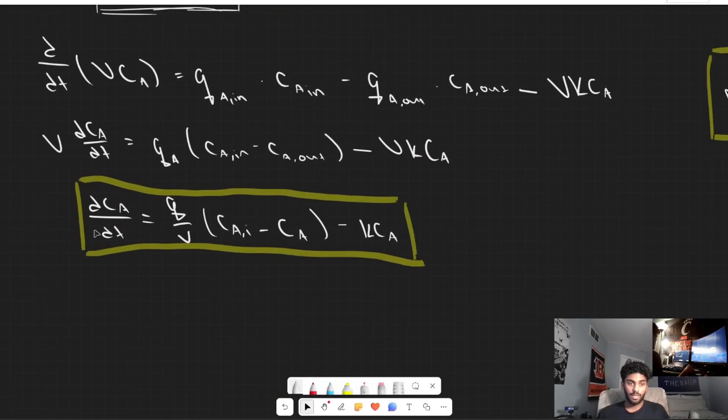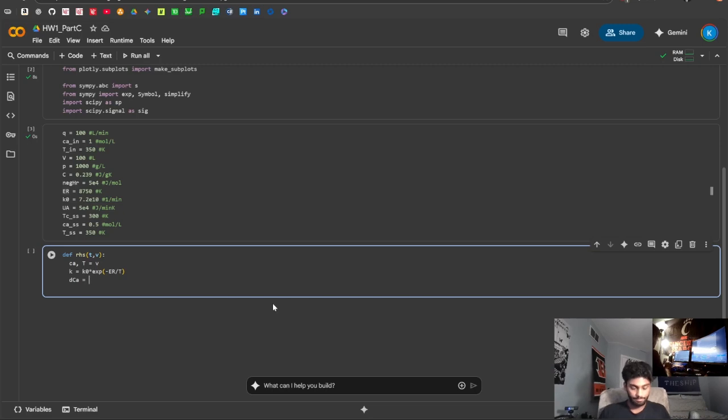So dCA is going to be equal to our volumetric flow rate over V times the difference in the concentrations from the inlet and the concentration of A at time t, minus KCA, which this K we have calculated in our function. CA is going to be given through our vector. So let's code that in here real quick.